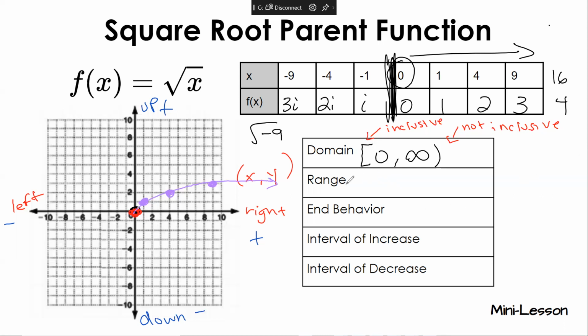Okay. For range, we're looking at our y values. What's our lowest y value? That's real. 0. What's our highest y value? Infinity, right?